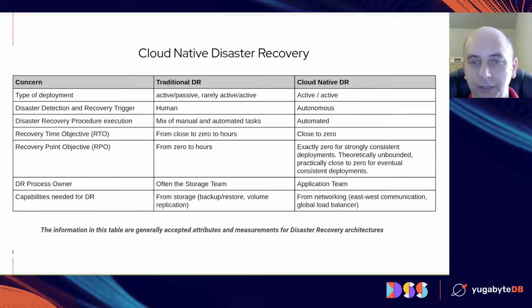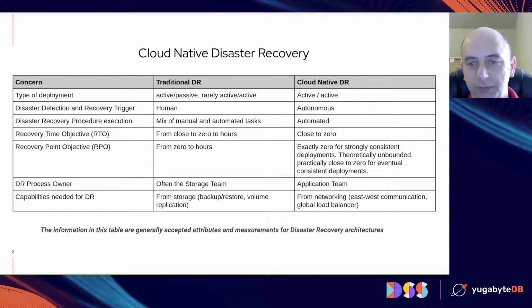In cloud native DR, it's the application team that owns the disaster recovery process for that particular application. And essentially, that's going to be driven by the middleware product that they choose. And the technical capabilities for disaster recovery in traditional DR, they come from storage, right? It's things like backup and restore or volume replication, whether it's synchronous or asynchronous volume replication.